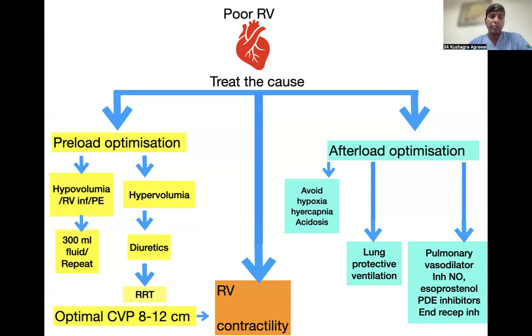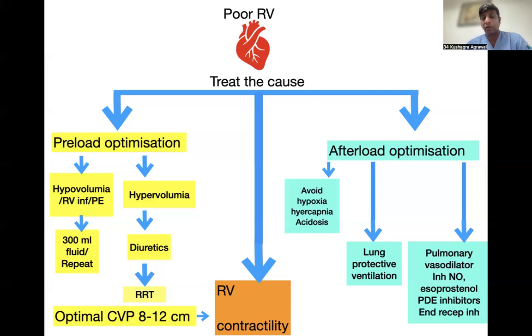In preload optimization, if there is RV infarction or pulmonary embolism or features of hypovolemia, 300 ml of fluid should be given with the idea to optimize CVP to 8 to 12 centimeter of water. If there are features of hypervolemia, like a distended IVC or a high VExUS score, we should start diuretics, and if refractory, we should do renal replacement therapy.